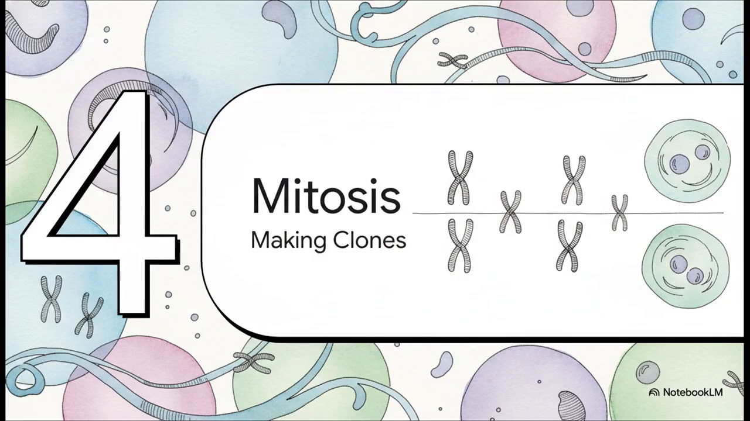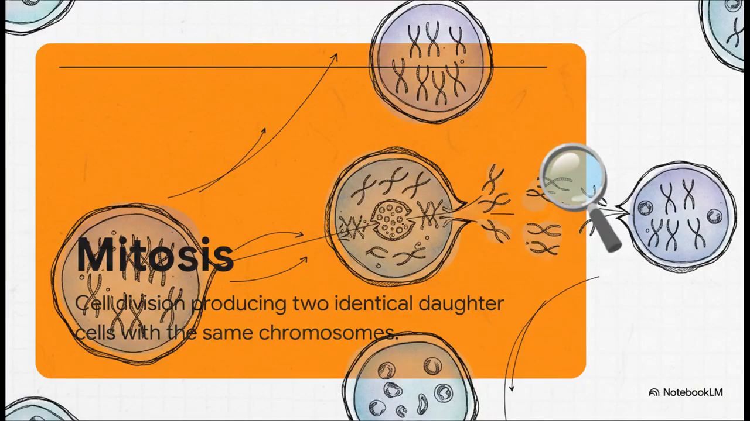Which brings us to Section 4, mitosis, making clones. So, all that intense preparation during interphase was leading up to this, the main event, the actual mechanical splitting of the cell. The big takeaway for mitosis is understanding its core objective. Mitosis is the type of cell division where one parent cell divides into two completely identical daughter cells.